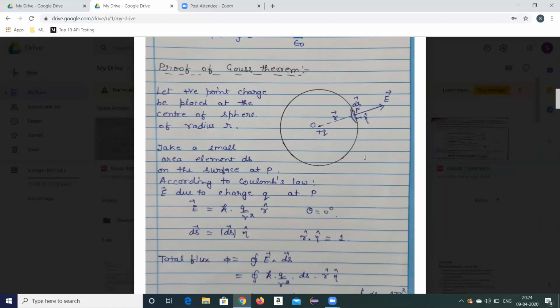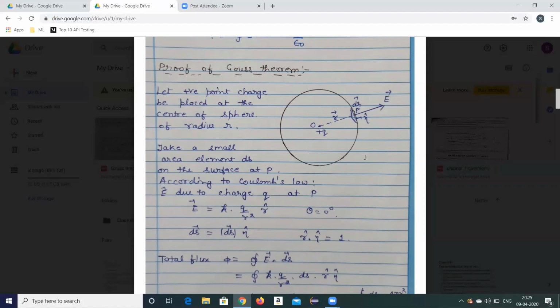Take a small area element ds on the surface at P. According to Coulomb's law, the electric field intensity due to charge Q at point P, E, is equal to K Q upon r square r unit vector. Now theta is 0, where K is the electrostatic force constant and the value of K is 1 upon 4 pi epsilon naught, equal to 9 into 10 raised to power 9.